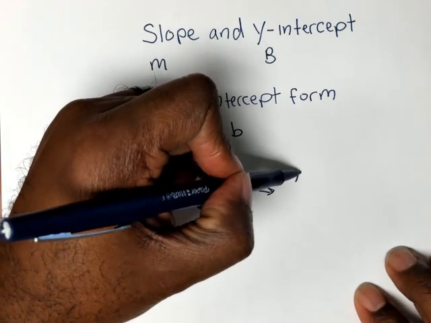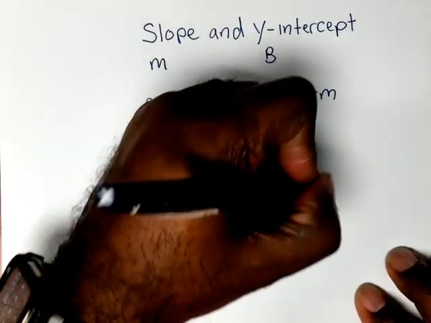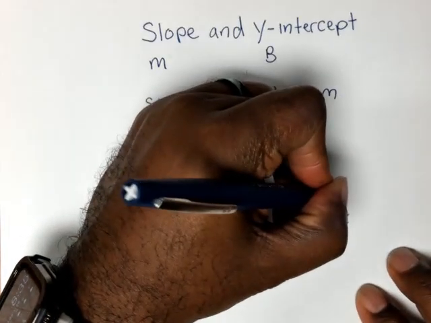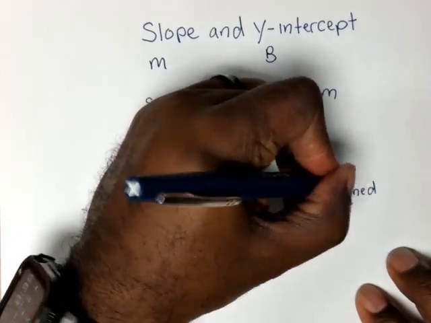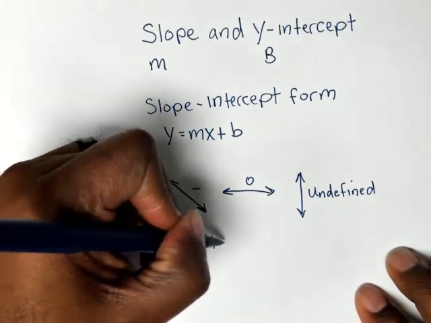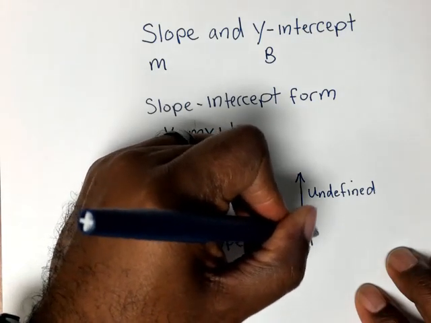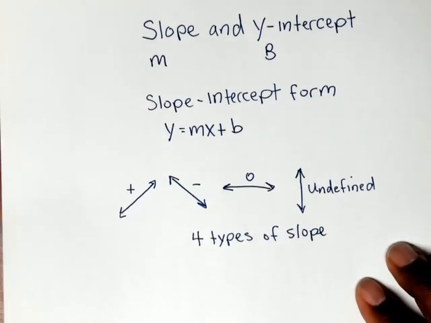The last type of slope is what we would call an undefined slope. I'm going to write undefined for you so you can see what that is. Those are our four types of slopes. I'll write the four types right here so you can have that.